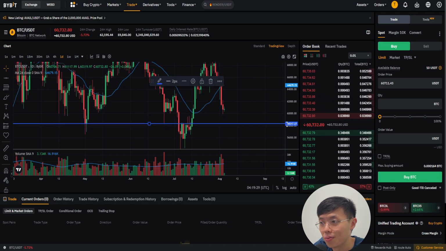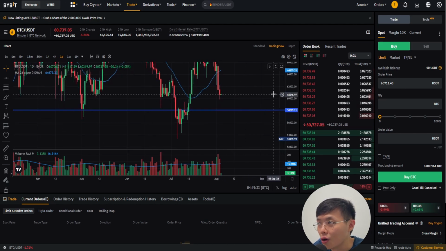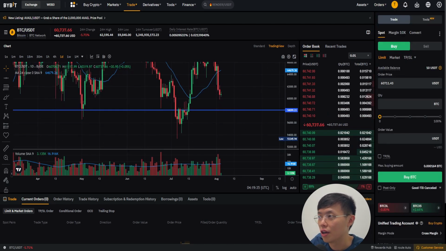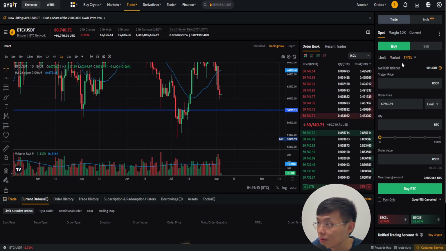Let's say I want to put at 58. So how do I open an order at 58? Over here, this section is where you can place an order. We have limit order, market order, and then we have our take profit and stop loss. We can set take profit and stop loss as well.